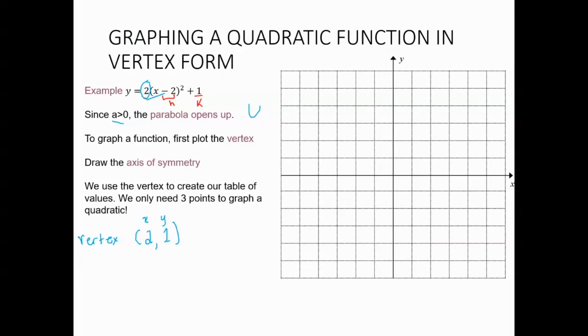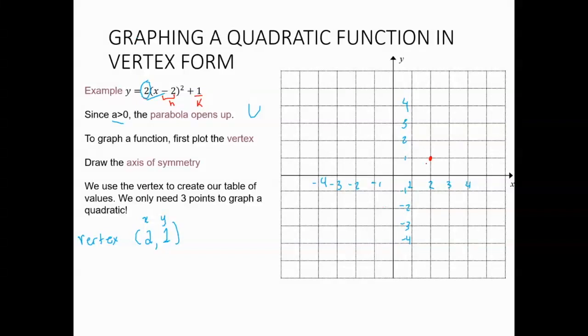So I have 2 and 1 as my vertex. This is my x and my y value, remember? I'm going to go over, making these intervals of 1: -1, -2, -3, -4. So first step, graph the vertex. I'm going to switch to a different color. My vertex is at 2 and 1.